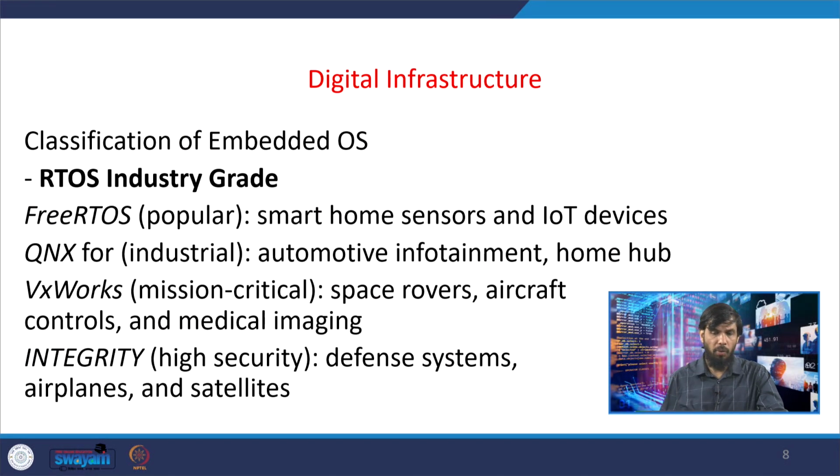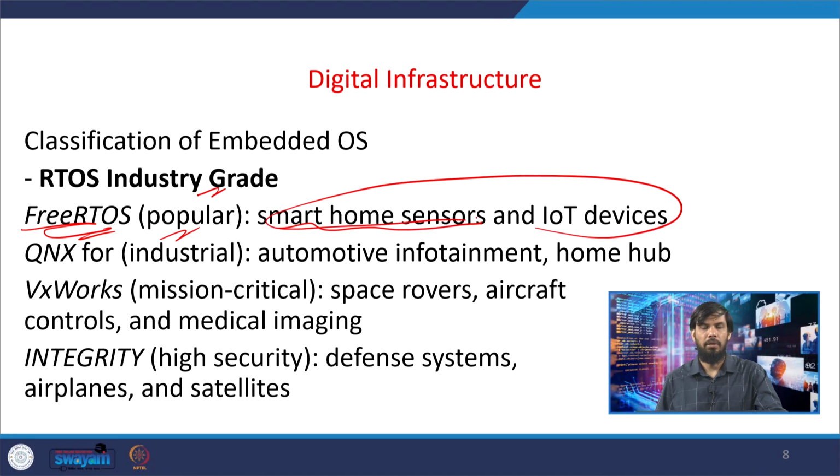Moving on, what are the examples of RTOS in case of industry? There is FreeRTOS that is quite popular. FreeRTOS is quite common with smart home sensor IoT devices, right. Then there is QNX, which is quite common for industrial uses, for example automotive infotainment and home hub, where you can manage lots of sensors and cameras through that hub, right. This home hub might also be used in hotels and other places, so it should also have a longer lifespan. This is more of industry grade, right?